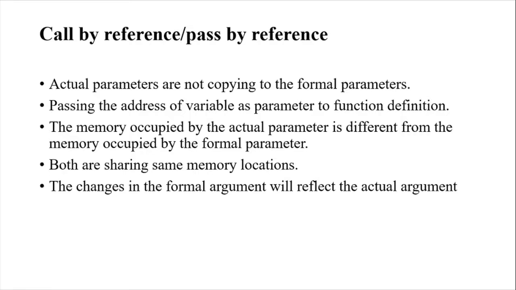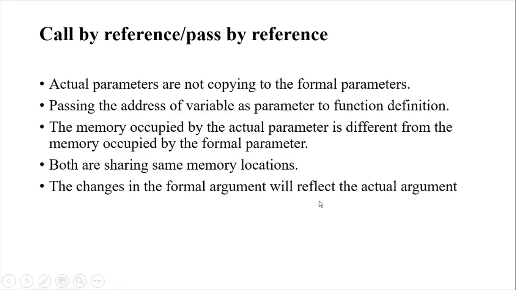In the case of call by reference, we pass the address of the actual parameter, and the formal parameter accesses the address of the actual parameter. We will use those values for further manipulation. So whatever manipulation we do on the formal parameter will show its impact on the actual parameter. Whatever changes we make on the formal parameter will reflect on the actual argument or actual parameter.